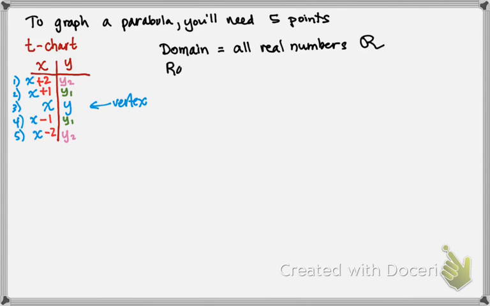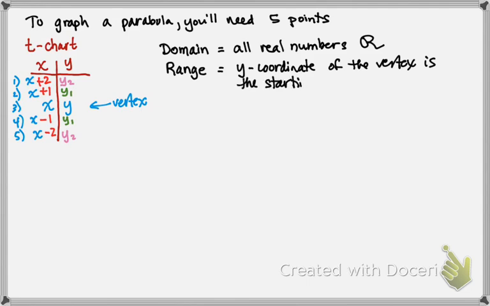And then what is your range? So what kind of y values can you get? Well, your range is kind of dependent upon your vertex and its y value. So the y coordinate of the vertex is the starting point of the range.